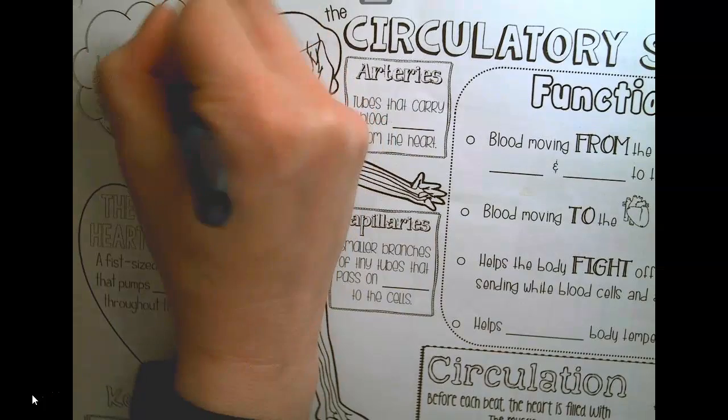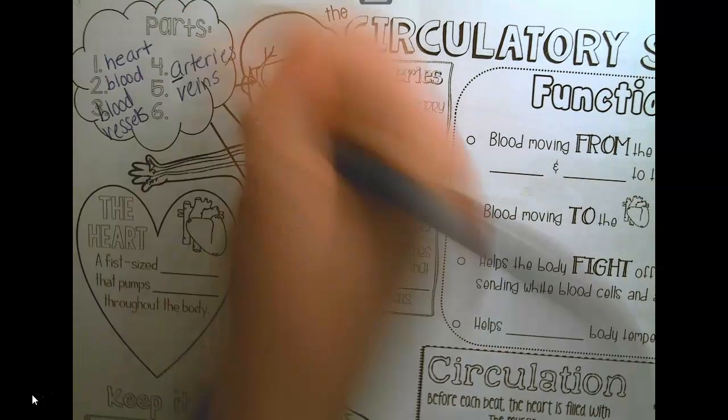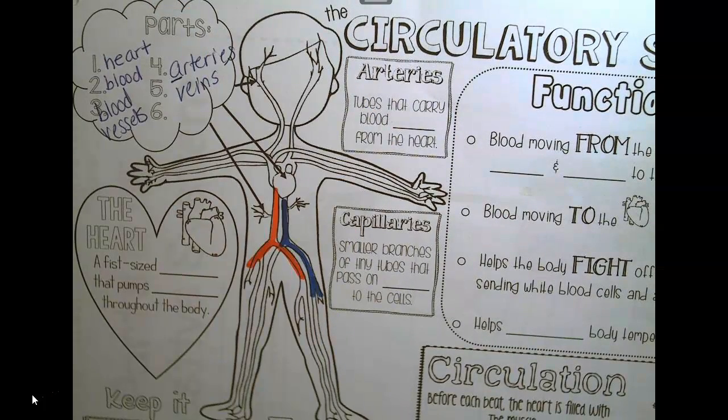We have veins. Veins carry deoxygenated blood back to the heart, so the heart can send it to the lungs, so the blood can get oxygen again.